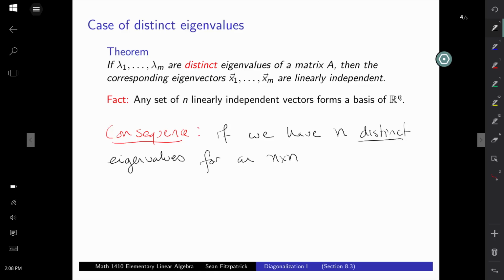If you have n distinct eigenvalues for an n by n matrix A, then you're guaranteed that you can diagonalize. Why? Well, because if you have n distinct eigenvalues, each one comes with an eigenvector. Those eigenvectors are guaranteed to be independent, and so you've got enough to form a basis. So this is a standard result. If you don't have any repeated eigenvalues, you're guaranteed that you can diagonalize.